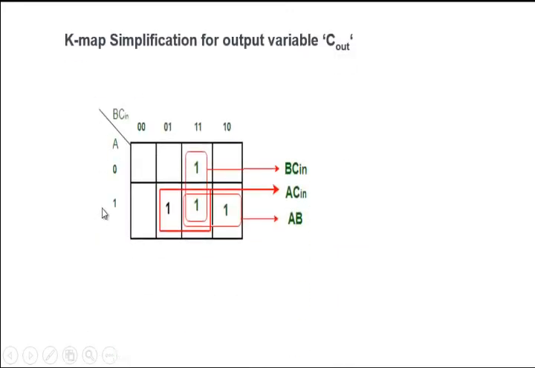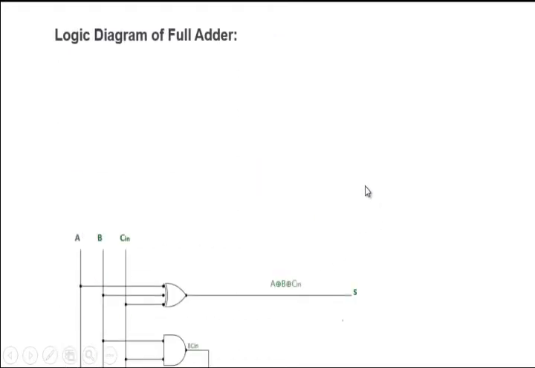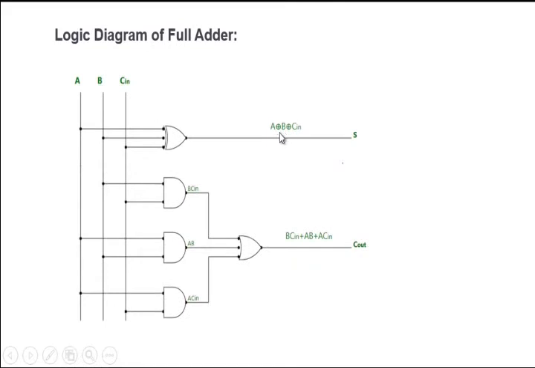Now in the same way for the simplification of C out, we get these 3 basic equations in reduced form, and using these 3 we obtain this equation. We can draw the logic diagram of the full adder. So here is A XOR B XOR C in, and this B C in, A B and A C in together summation will give the C out. So this is S and C out.